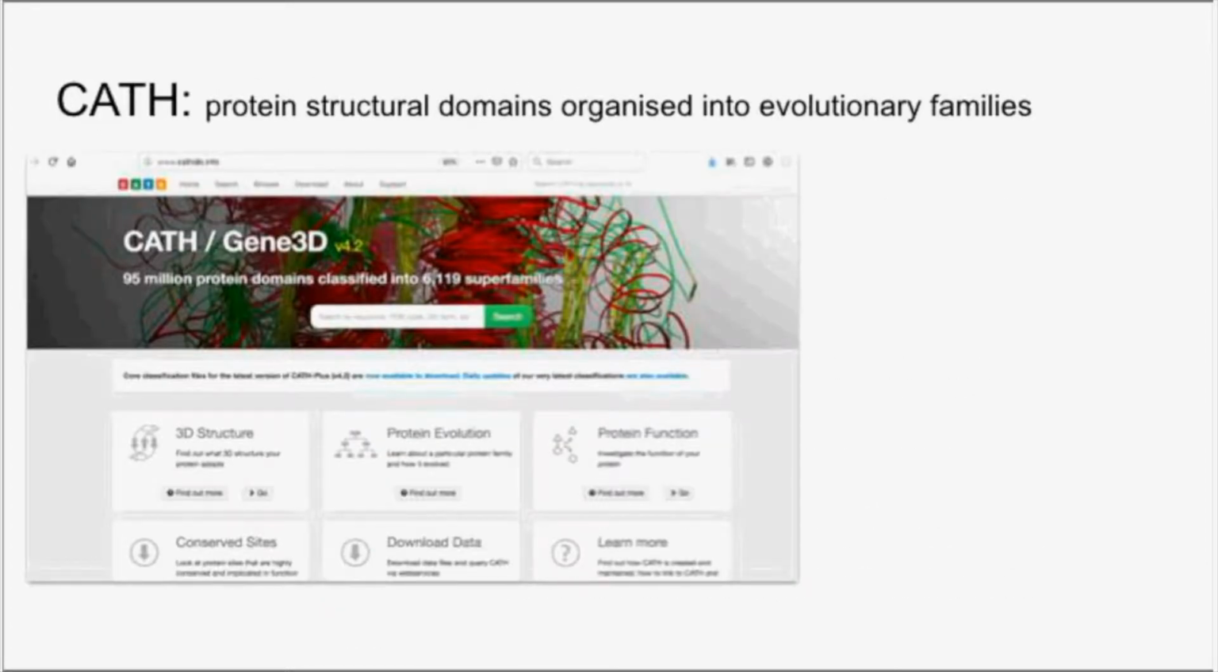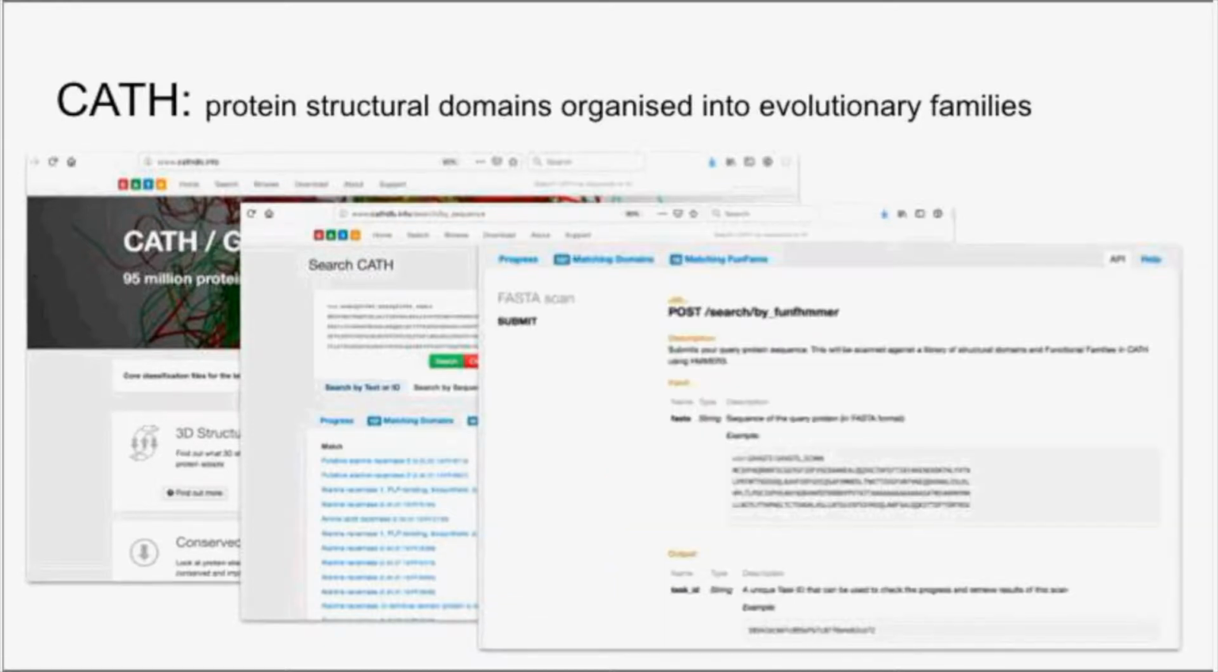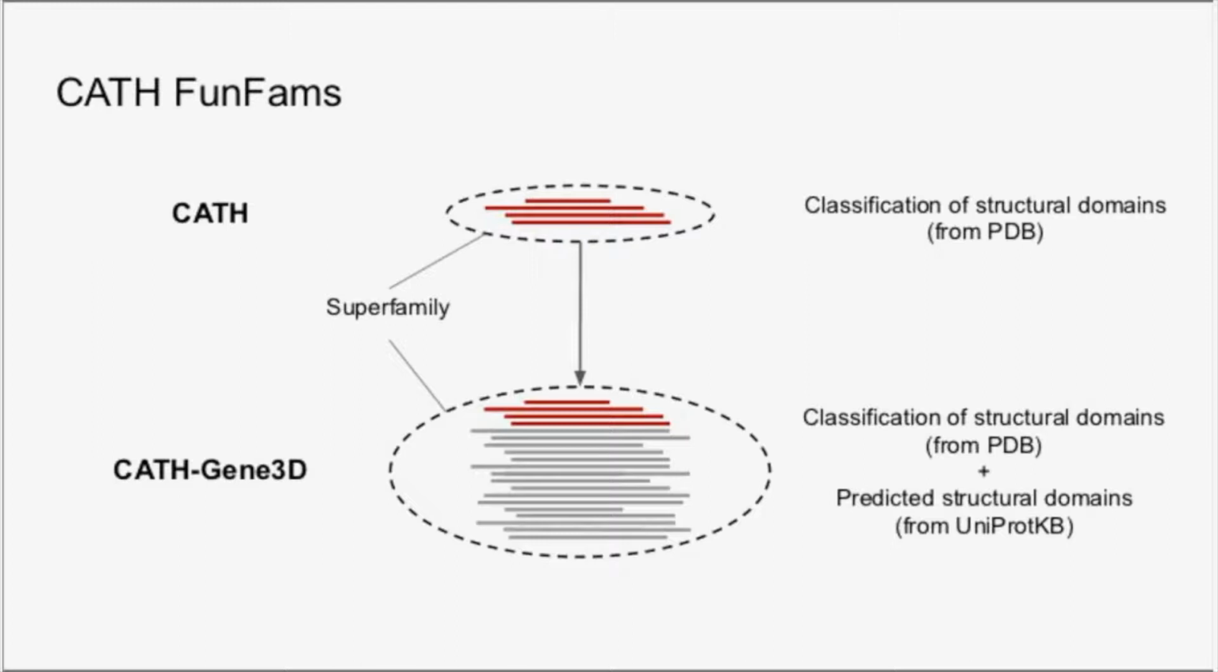Just a brief word about CATH. CATH is a protein structure classification database. Essentially, we take structures from the PDB, we chop them up into structural domains, and we classify them according to their evolutionary superfamilies. So essentially, you can already search a sequence against CATH and find matches to what we call FunFams. I'll mention what they are briefly.